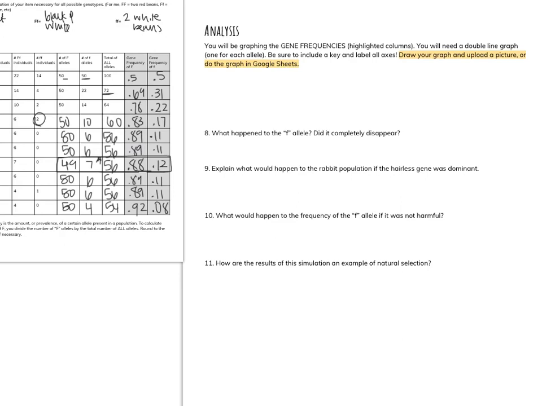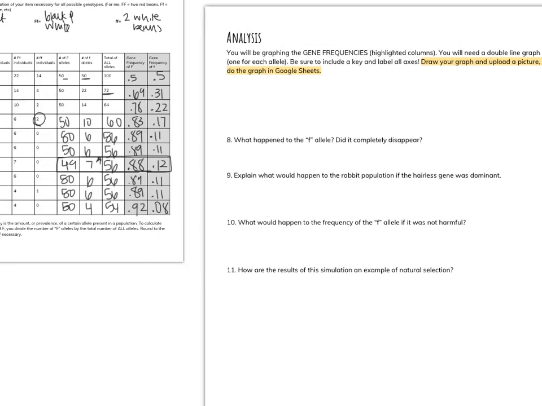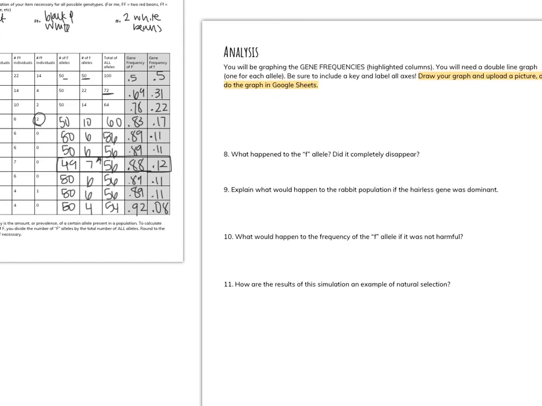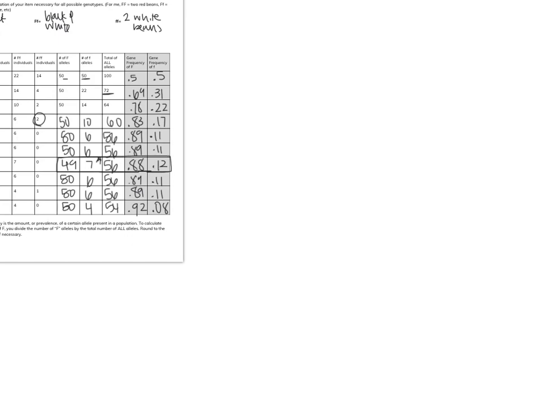Okay, now on to our graph. It says we will be graphing the gene frequencies. We will need a double line graph, one for each allele. Be sure to include a key and label all axes. I'm going to do this on a separate little part so that I have more room. So, one second. Okay, so this is for the graph.